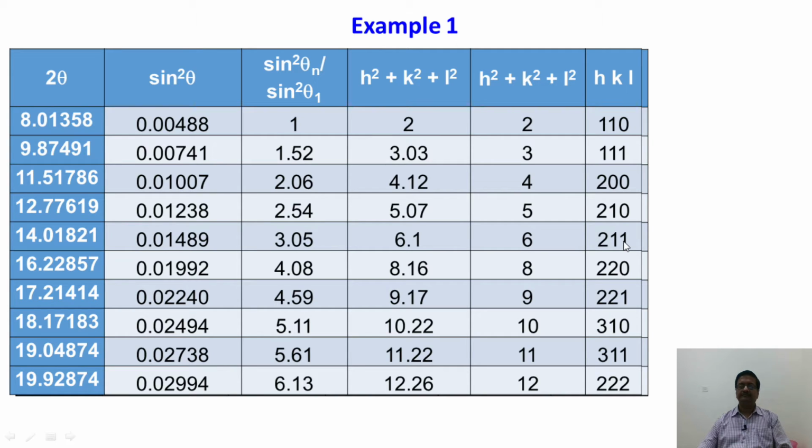Remember that when I write 2 1 1, I am actually indicating the family of planes 2 1 1. That means it can be 1 2 1, it can be 1 1 2, or it can be 2 1 1.